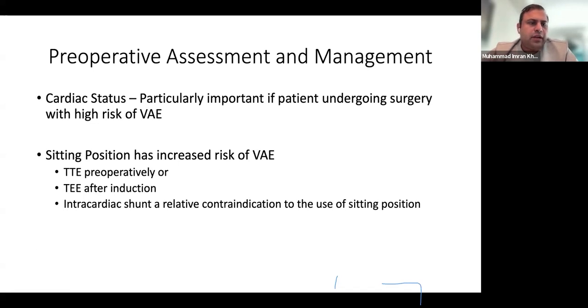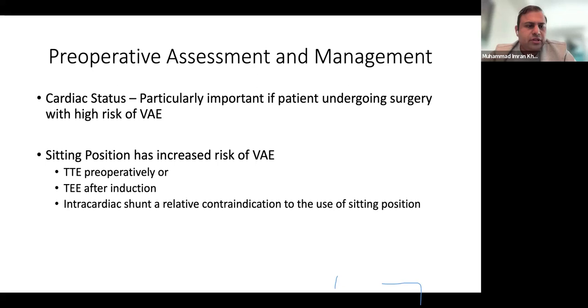The preoperative cardiac evaluation may be of particular concern for patients who are at high risk for venous air embolism. As you know, some posterior fossa craniotomies are done in the sitting position, and if the sitting position is contemplated, we obtain a transthoracic echo preoperatively, or perform a transesophageal echo after induction, to rule out any patent foramen ovale or other intracardiac shunts. We consider an intracardiac shunt a relative contraindication for the sitting position.